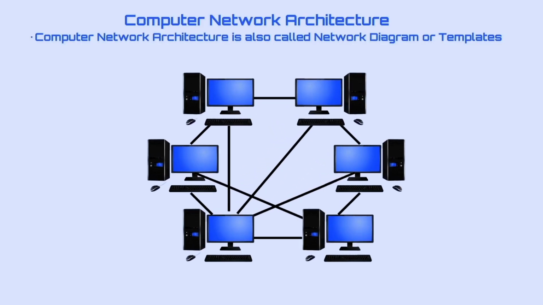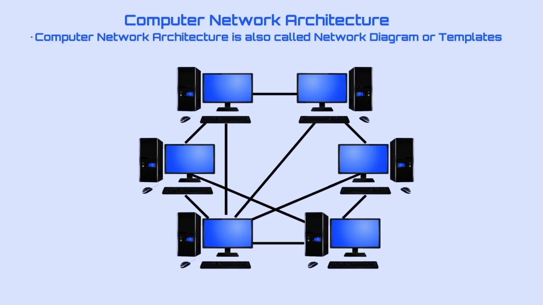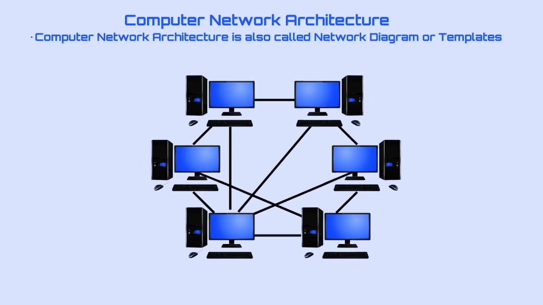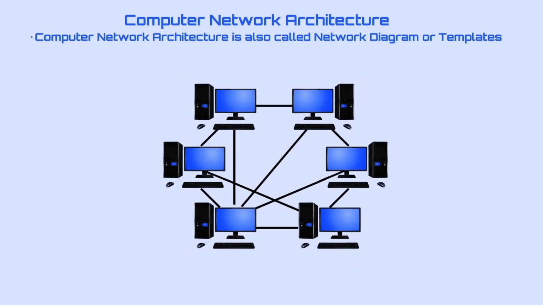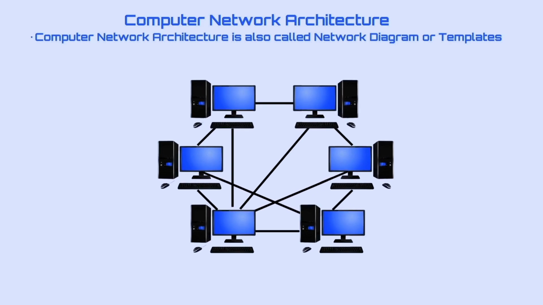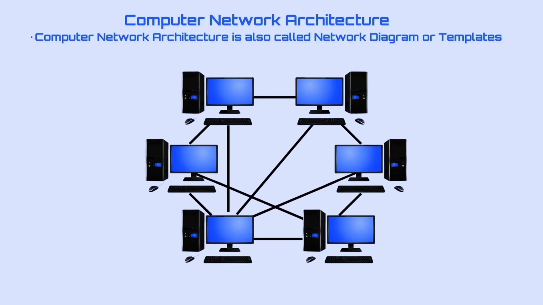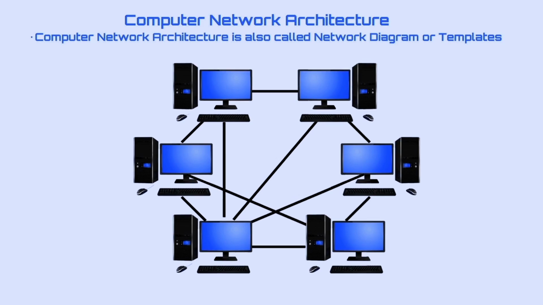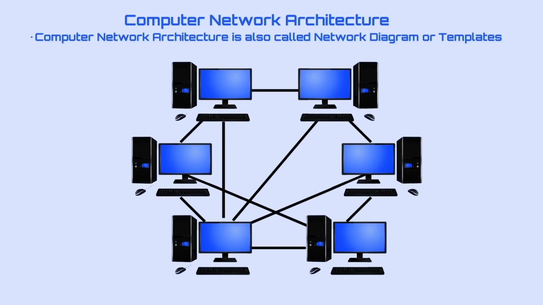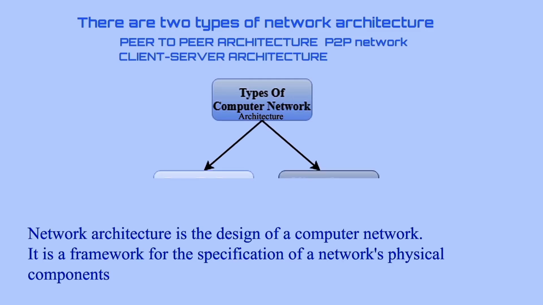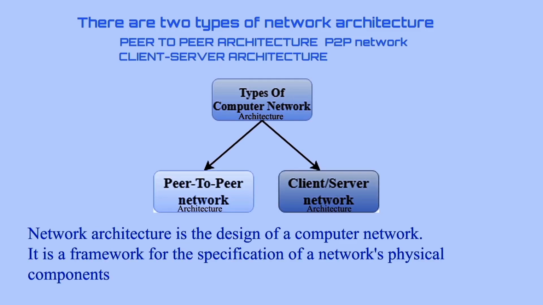Computer network architecture is defined as the physical and logical design of how computers, software, and hardware should be organized and connected. Simply, we can say that it is how computers are organized and which tasks are allocated to which computer. There are two important computer network architectures. Number one, peer-to-peer architecture, and second is client-server architecture.